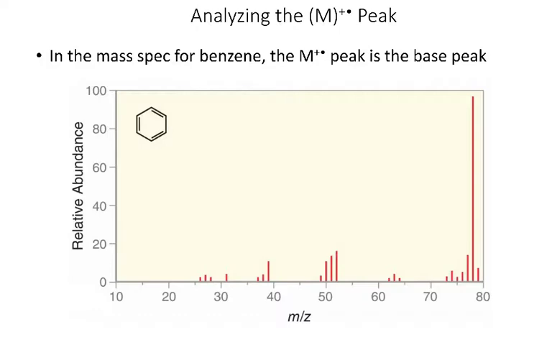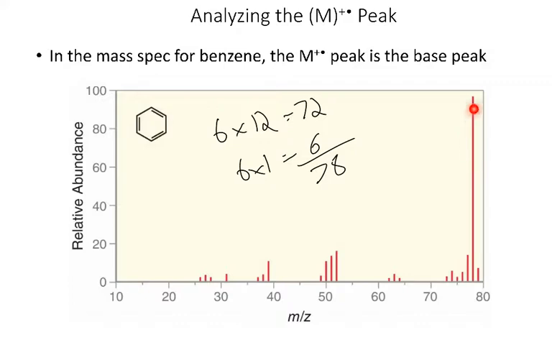Here's another example of a mass spectrum. This one is for benzene, and for benzene, the molar mass is 6 times 12 is 72 for the carbons, plus 6 times 1 for the hydrogens is 6. So the molecular ion peak for benzene, we would expect to see at 78. And it turns out that for benzene, the peak here at 78, the base peak is also the molecular ion peak. We saw that was true also for methane, but it's not always true.